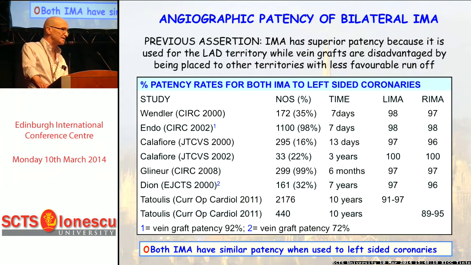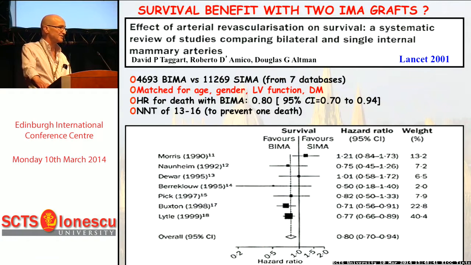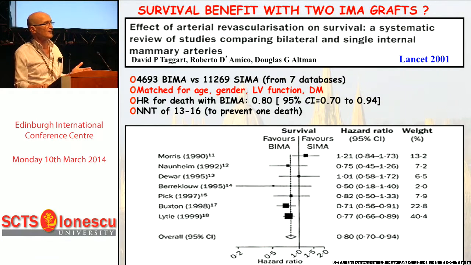And you can see that the patency of both left and right mammaries are always over 90%, sometimes as high as 95%, sometimes indeed as high as 100%, even out to 10 years. And what this evidence shows quite conclusively is that when placing internal mammary arteries to the left-sided coronary arteries, you have equivalent patency of both the left and right internal mammary artery. And the next obvious question is, does that actually translate into a survival benefit?